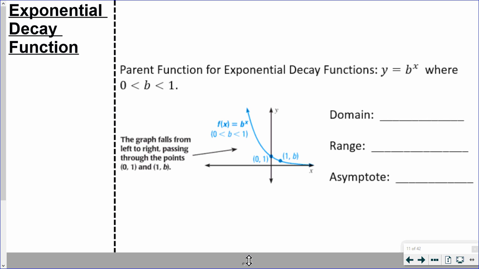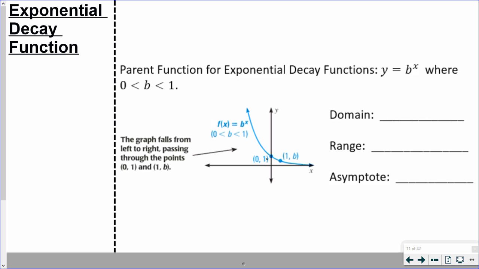With this one, the parent function for exponential decay is the same equation we had for exponential growth, only the b has to be between 0 and 1. It can't be 0 and it can't be 1, but it can be between, so it's a fraction or a decimal. Whereas when we did growth, the b value was greater than 1. But with decay, the base is between 0 and 1. So then the graph, notice it's falling from left to right, which makes sense, decreasing decay.